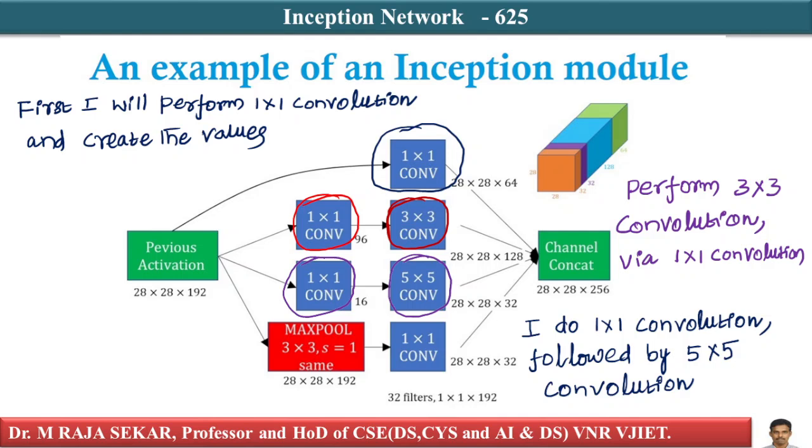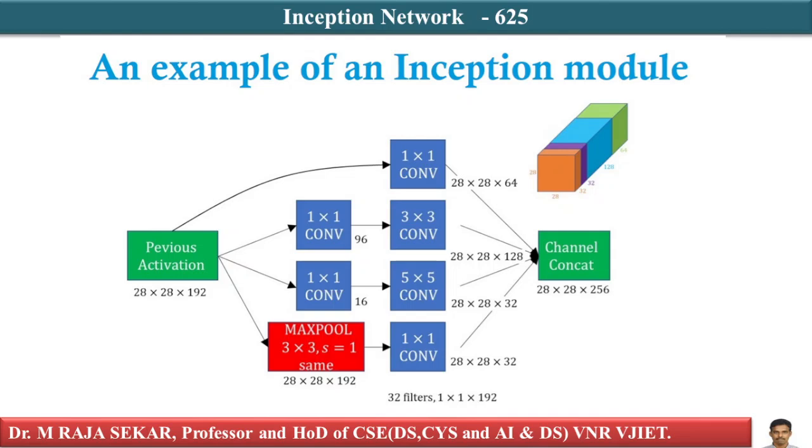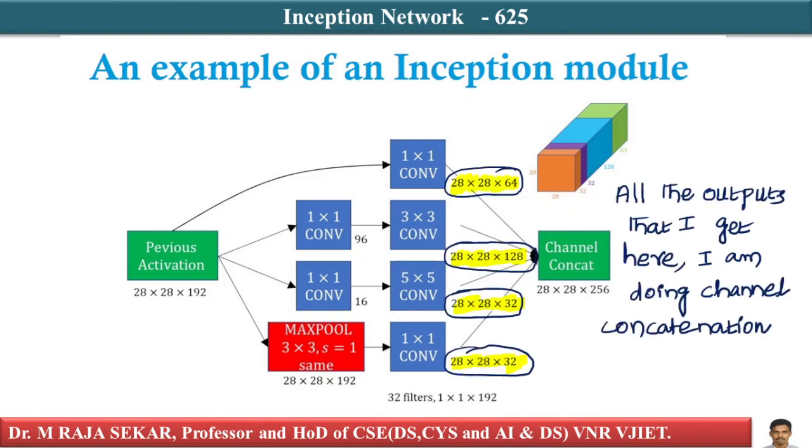Again I perform max pooling. After max pooling, I perform a 1 cross 1 convolution. All the outputs that I get here, I am doing a channel concatenation, isn't it?